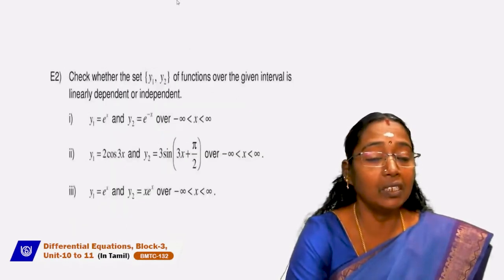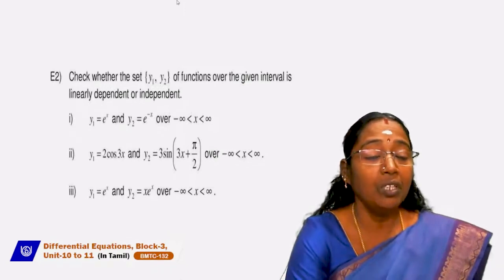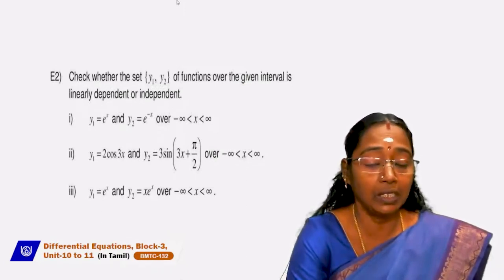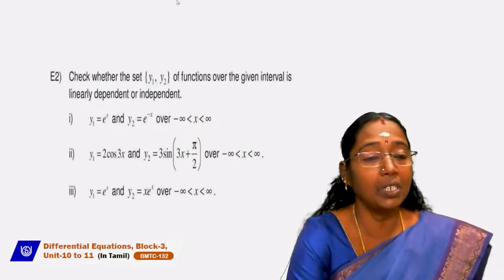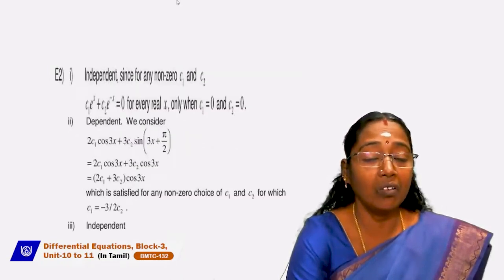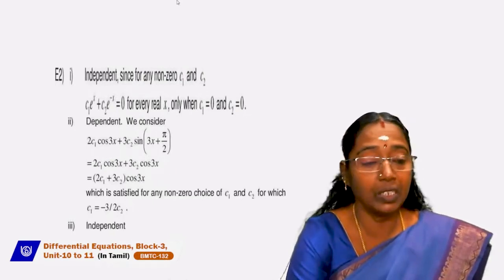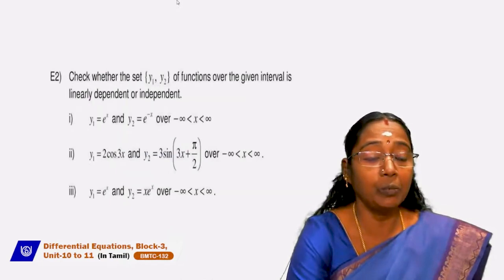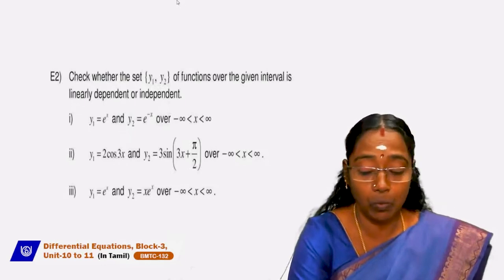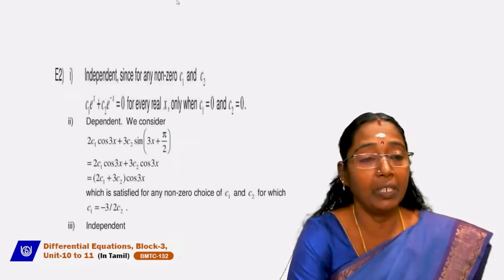Now we come to the third example, namely y1 equal to e^x, y2 equal to x e^x. If we write a linear combination of y1 and y2 with the help of two constants c1 and c2, then this linear combination will be 0 only when all the constants are 0. That is, c1 equal to 0 and c2 equal to 0. Then only the given equation, c1 e^x plus c2 x e^x equal to 0, is satisfied. Therefore, the given functions y1 and y2 are linearly independent.